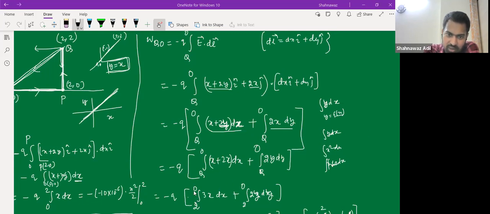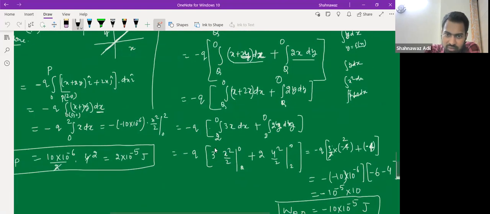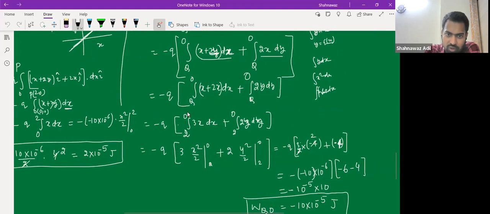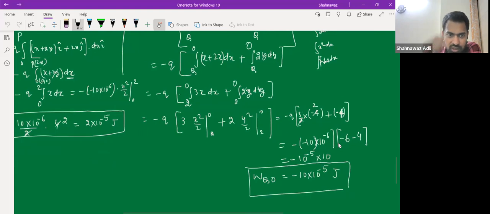Did you guys understand about this limit? So I took 2 to 0, right? I was going from Q to O, that's why 2 to 0. X is going 2 to 0, Y is going 2 to 0. That is why 2 to 0. You guys quickly note it down, and then we'll talk about the total work done.